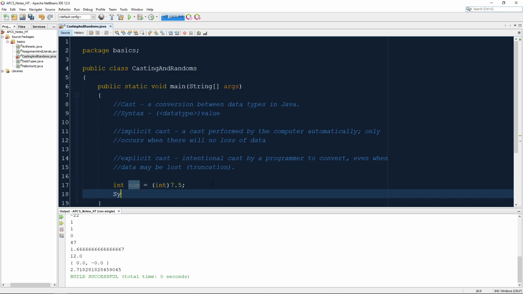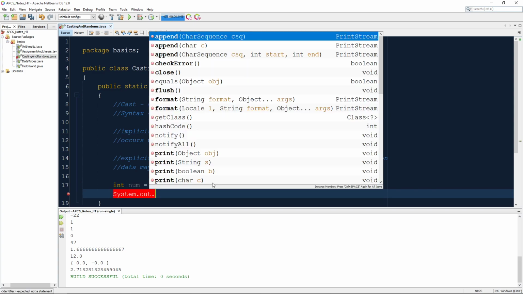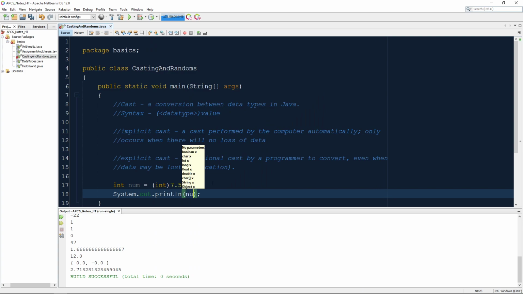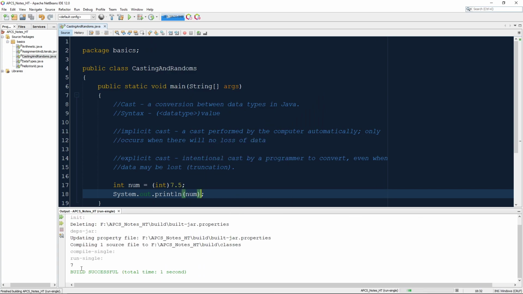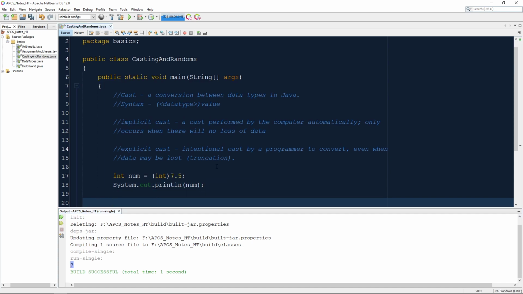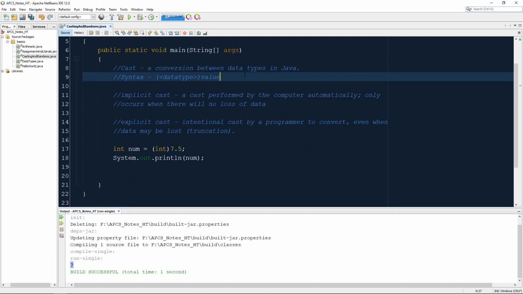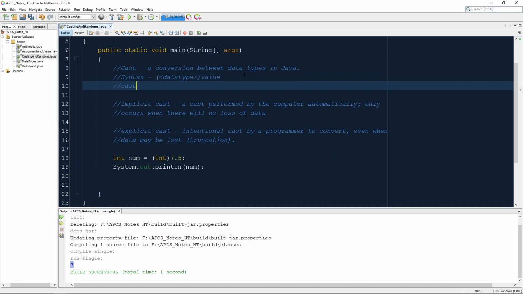We can prove it by printing the variable value. So println num, and if I run it, we should see only 7 as our answer. So we have intentionally sacrificed the decimal portion to cast and continue our program. So again, right associative. So let's go ahead and put out that note. Casting is right.